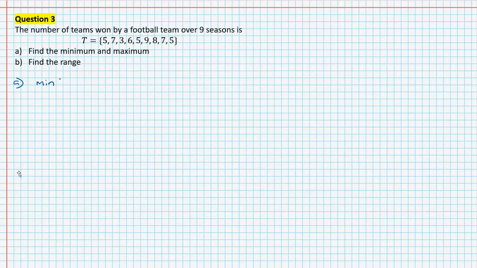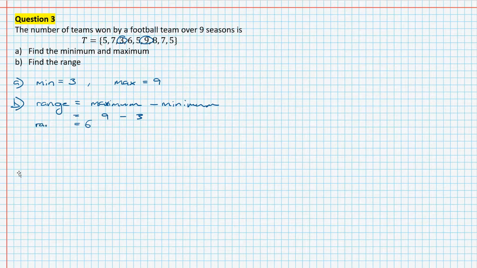So the min is going to be, so 5, 7, 3, 6, 5, 9, 8, 7, 5. The minimum are these 3s, so put a 3 there, and the maximum is going to be the largest one. So the largest data in here is 9. Now to calculate the range, we're going to do the maximum minus the minimum, and therefore that's going to be 9 take 3, and we know 9 take 3 is equal to 6. So therefore our range is equal to 6.